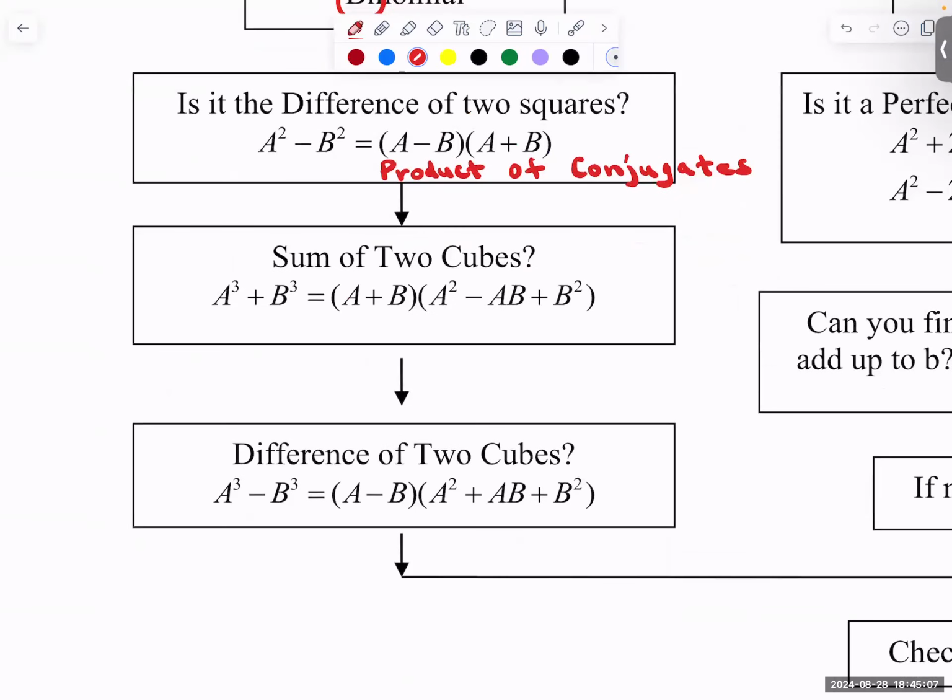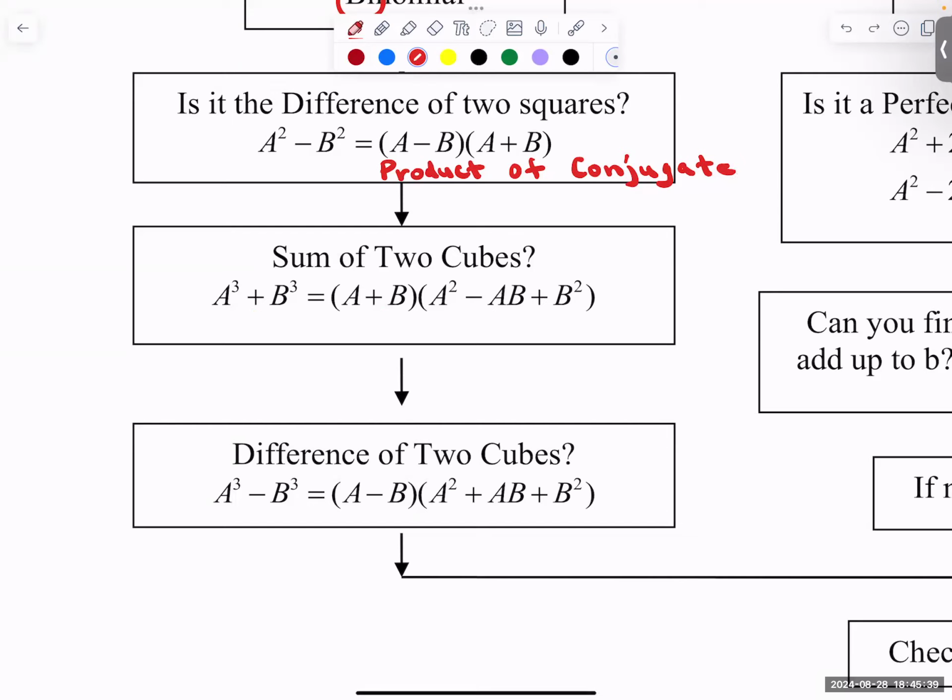If the binomial is a sum of two cubes, there is a factoring formula you can use: a plus b times a squared minus ab plus b squared. Try to memorize this as a formula, and it'll be helpful to memorize the following sign pattern. If you start with a sum, start with a plus. In the factorization, the first sign is the same.